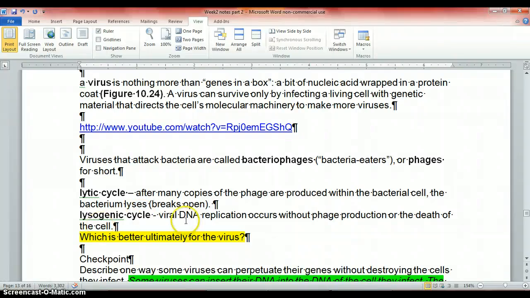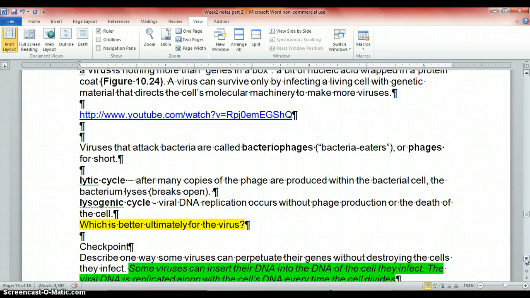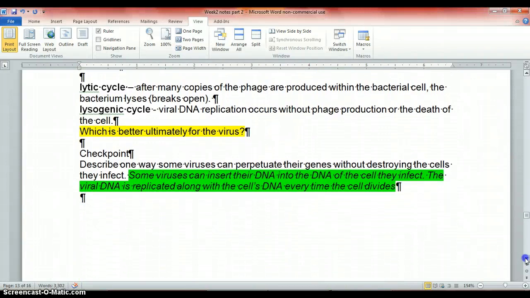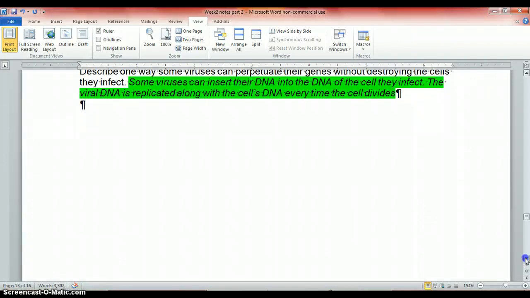In the lysogenic cycle, viral DNA replication occurs without phage production or the death of the cell, so it can actually survive. Which do you think is actually better for the virus ultimately? Is it better to be more of a mutualist or a parasite? I guess we'll talk about parasites later. I think that's week 4.